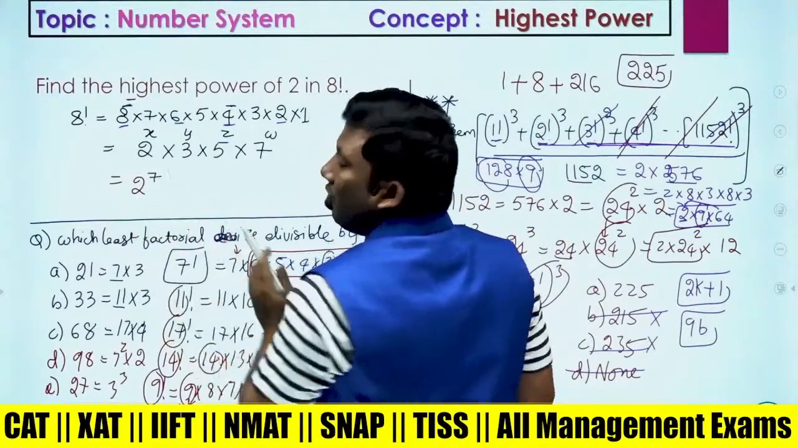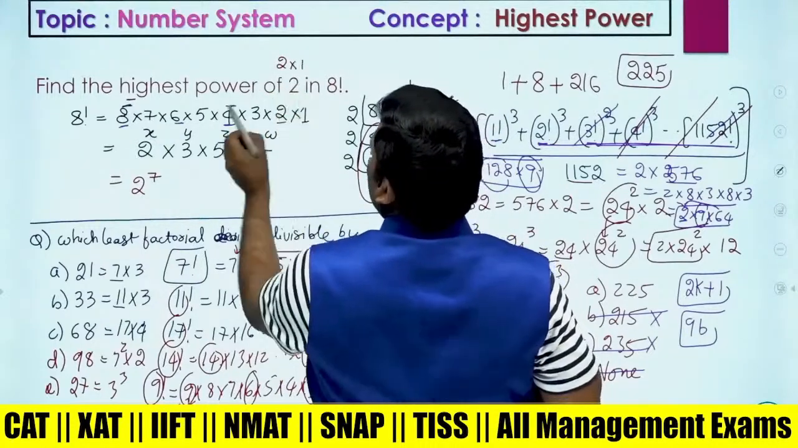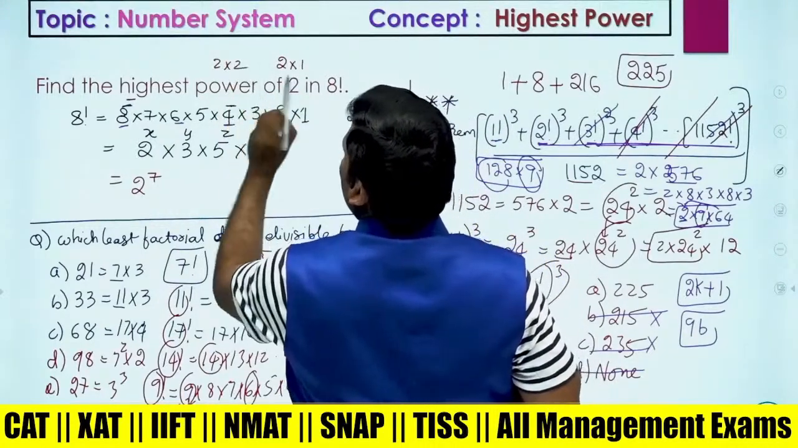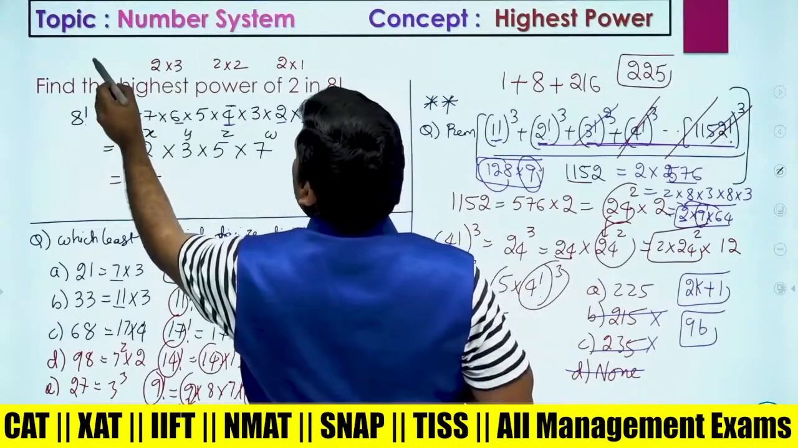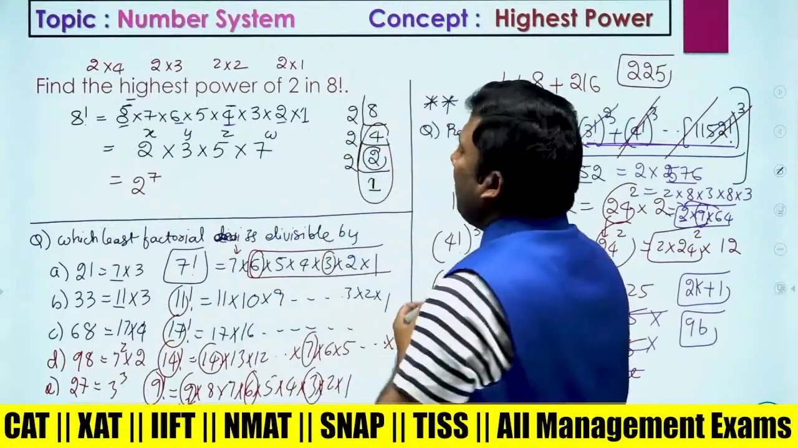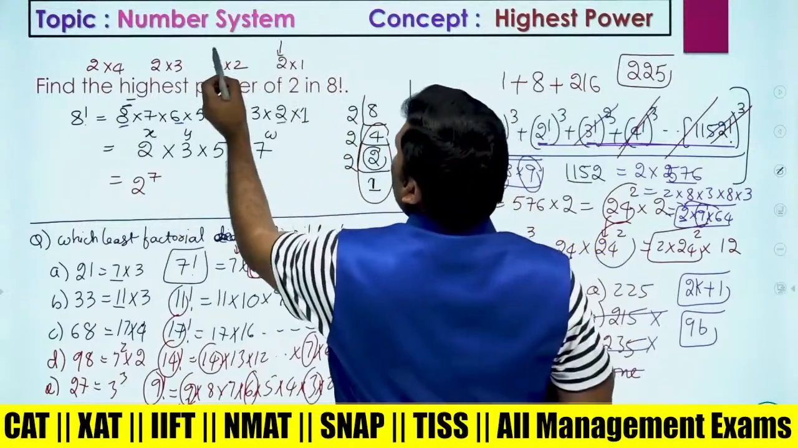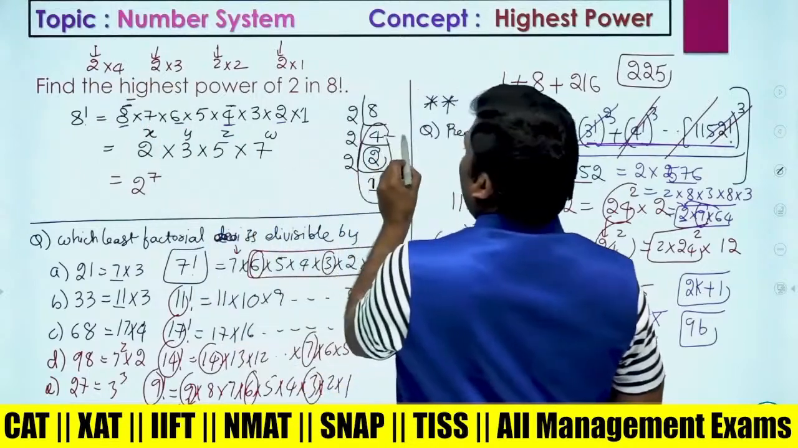Now see here, why we are adding. First it is 2 1s are 2. Next it is 2 2s are 4. Next it is 2 3s are 6. Next it is 2 4s are 8. I want the highest power of 2. So 1, 2, 3, 4. I got 4.